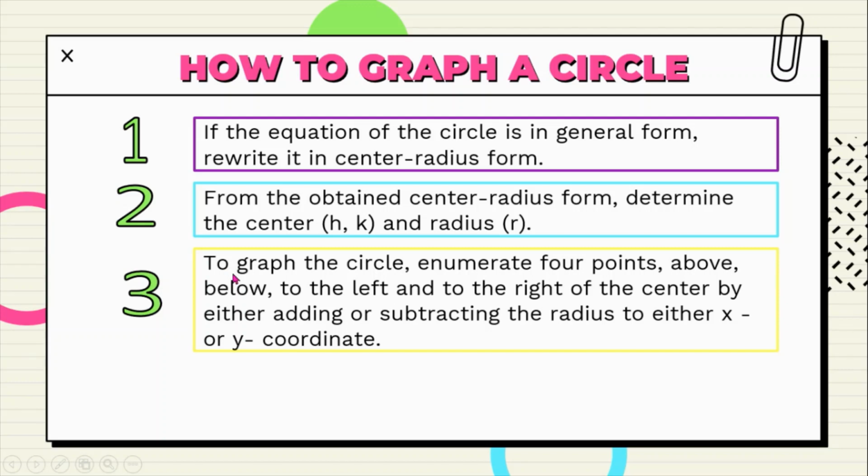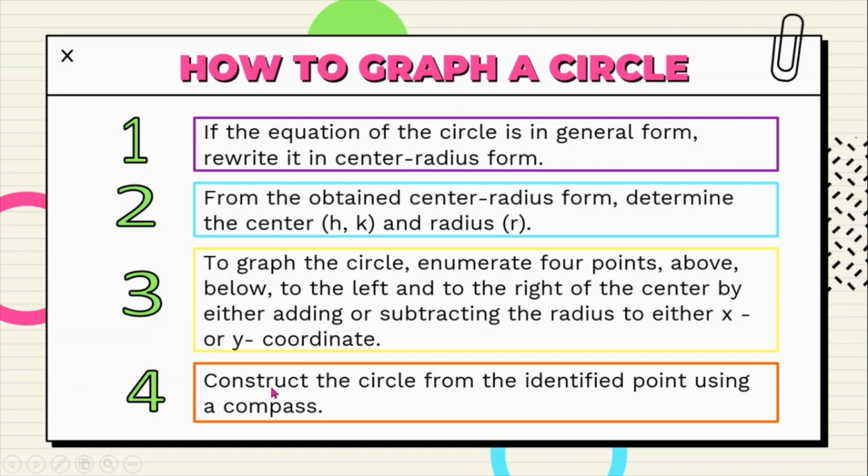For number 3, to graph the circle, enumerate 4 points above, below, to the left, and to the right of the center by either adding or subtracting the radius to either the x or y coordinate. And lastly, construct the circle from the identified points using a compass.